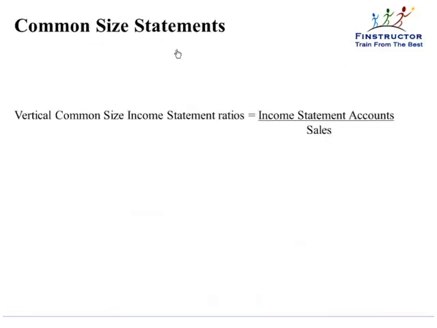So we'll now start off with calculating and interpreting the various ratios. We begin with vertical common sized income statement ratios, which is basically each income statement account divided by the total revenue or the total sales.